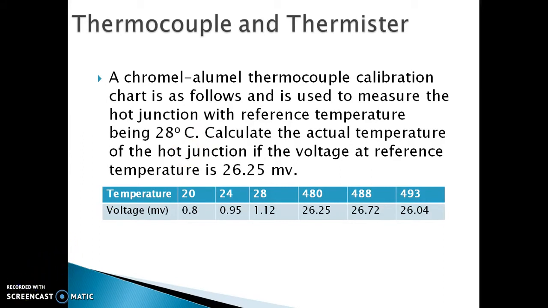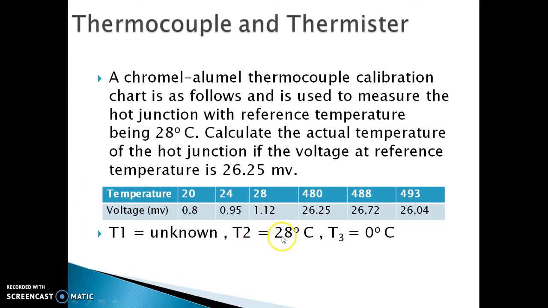I hope you have solved the sum and got a proper answer. What we have to do here is find out the actual hot junction temperature. Remember, in thermocouple, we always get a difference of temperature and not an exact or absolute value of temperature as a measurement. So here we have the given data: T1, which we have to find out, T2 is the reference temperature, which is given here as 28 degrees Celsius, and T3 is the temperature which is maintained at the cold junction, that is 0 degrees Celsius.